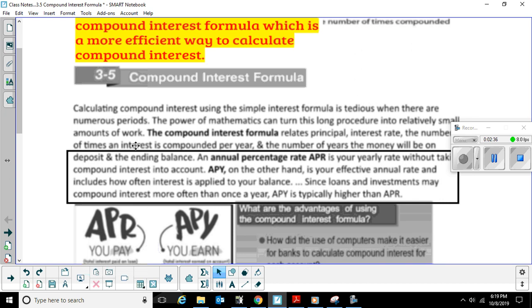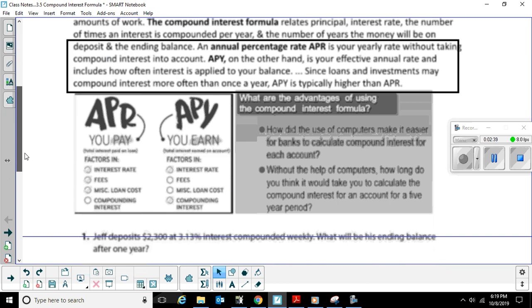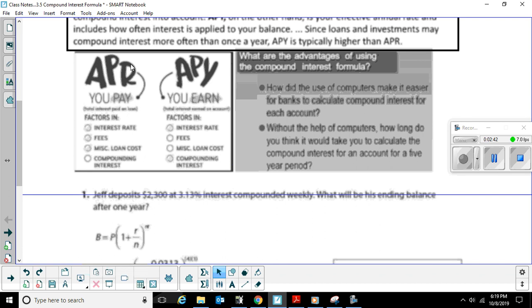So real quickly, I found this little diagram to help us think about this a little more clearly. APR is typically talked about in terms of credit cards and when you're taking out a personal loan. It's the money that you're going to pay out, and included in that is your interest rate, fees, and any miscellaneous loan costs. APY, on the other hand, can be thought of as the money that you're earning, like interest, and that includes interest rate and generally compounded interest. So those are just quick ways of thinking about the idea and making some sense of it.